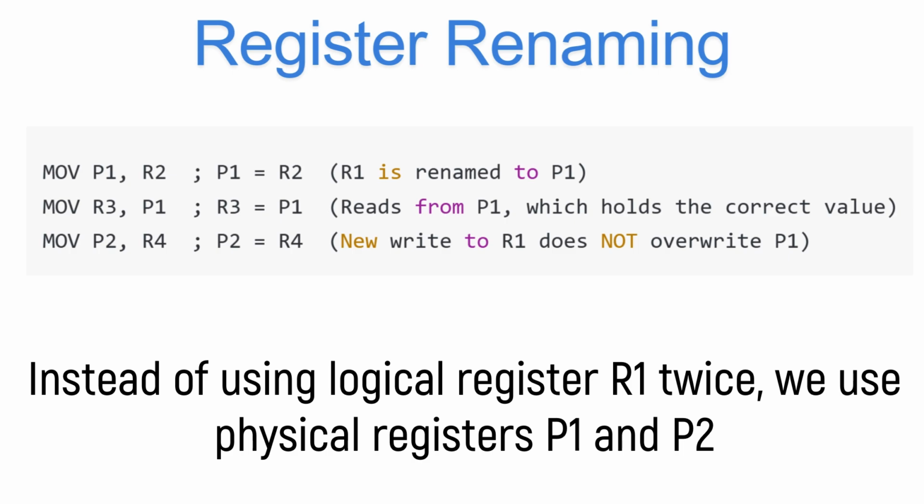Once execution is complete, the reorder buffer ensures that instructions are finished in the correct order so the CPU behaves as if it executed them sequentially. It also makes sure that the correct value is written back to the logical register, R1.